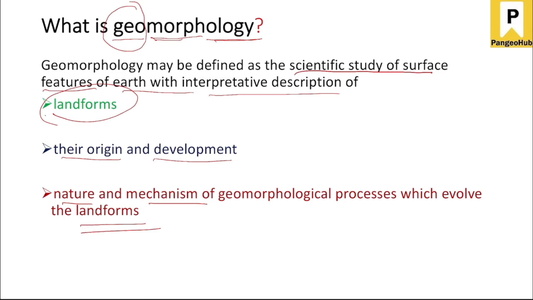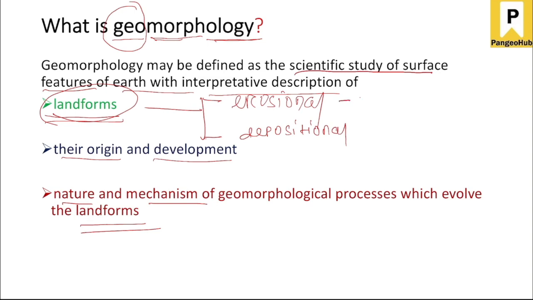Here, the landforms which we generally deal with in geomorphology are of two types. What are those? One is erosional and the other one is depositional. For example, if you take the example of a river system, in the youth stage, we generally get erosional features. And in the mature and old stage, we get depositional features.